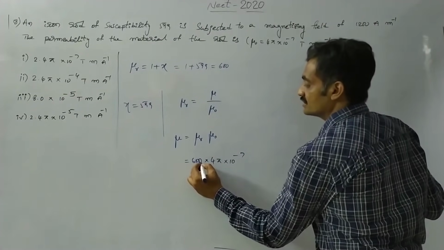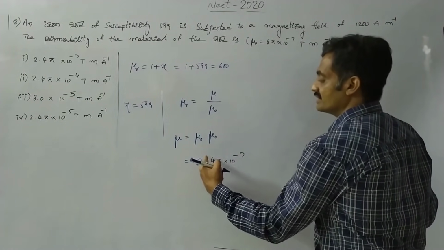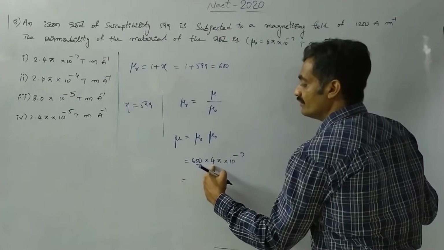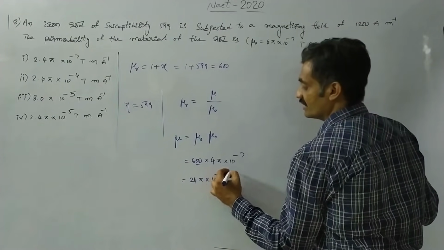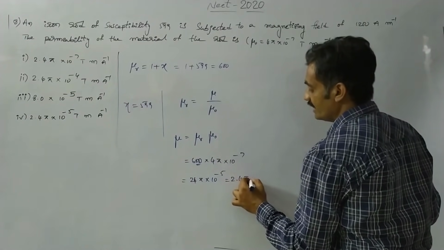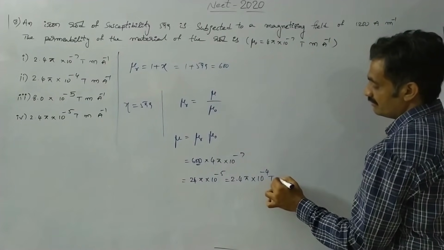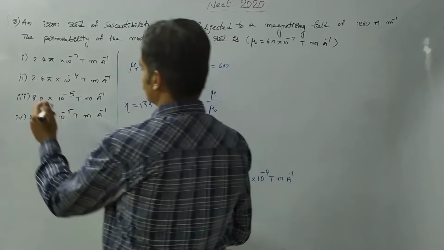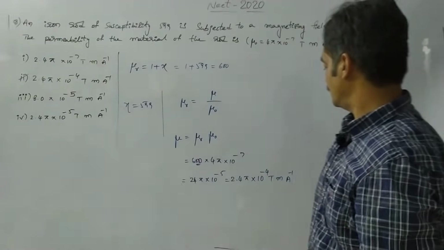So here we have two zeros, so we can write it as 10 square. As the bases are same, we can add the powers, plus 2 minus 7, nothing but minus 5. And we know that 6 into 4 is 24 pi into 10 to the power of minus 5. So we can also write this equation as 2.4 pi into 10 to the power of minus 4 Tesla meter per ampere. So option will be 2. Take a screenshot, we'll continue.